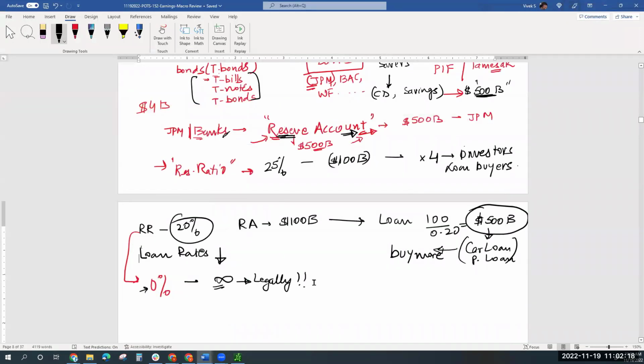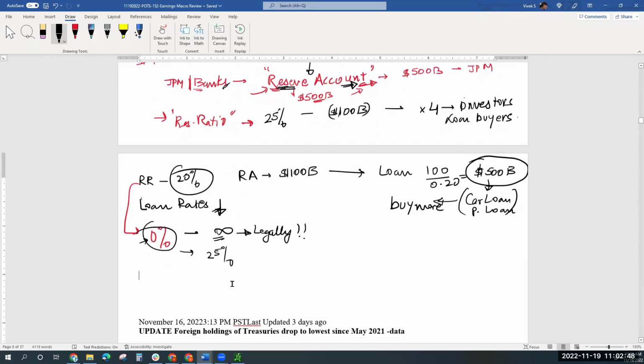So legally they can loan out based on the reserve ratio. Now the other question is, if the Fed wants to tighten the money, why can they not increase the reserve ratio back to 25%, so that the banks will have to hold that much money in the reserve account, and that money will not be available to loan out to the consumers, right?